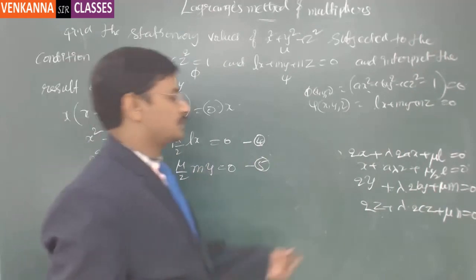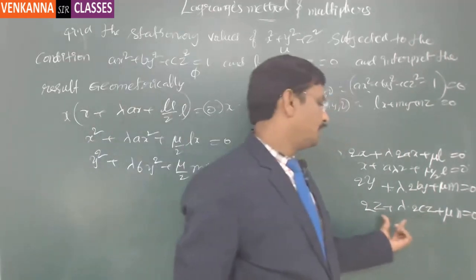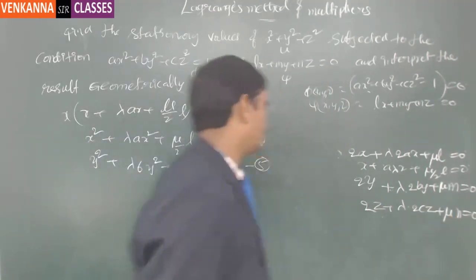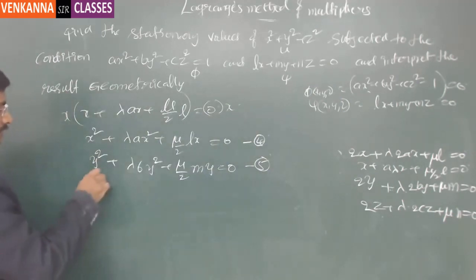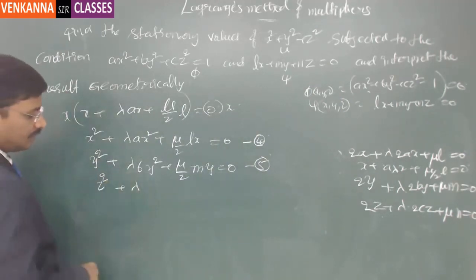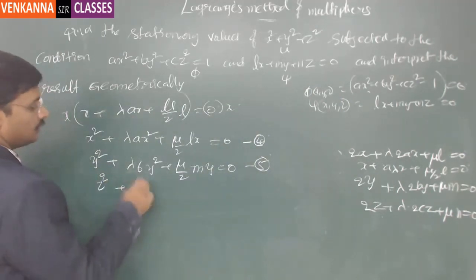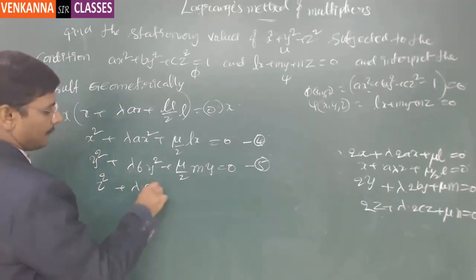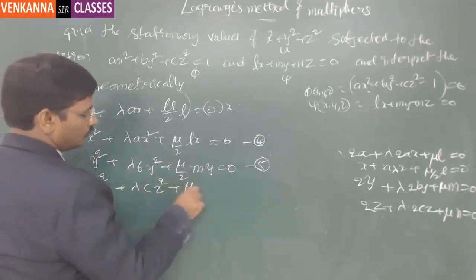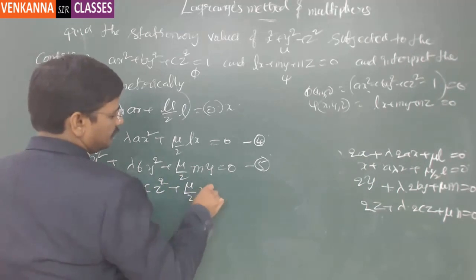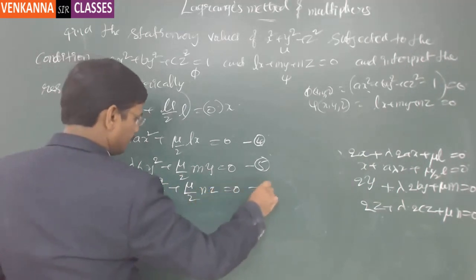Similarly, the last equation, divide by 2 and then multiply this entire equation with z. This is going to be z square plus lambda times of cz square plus mu by 2 times of nz is equal to 0. This is equation number 6.